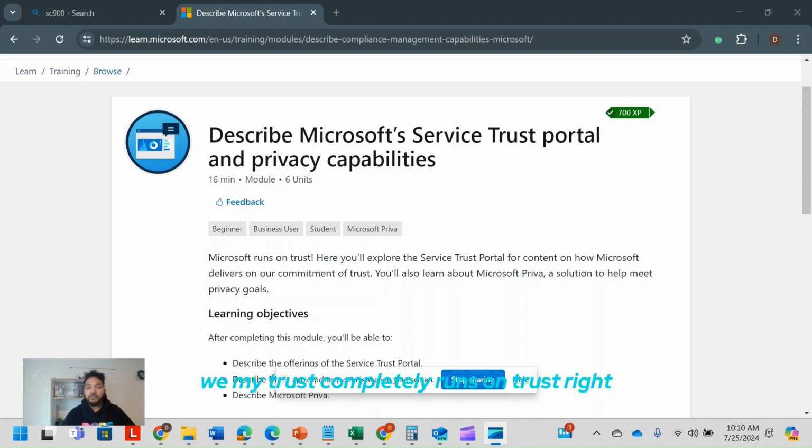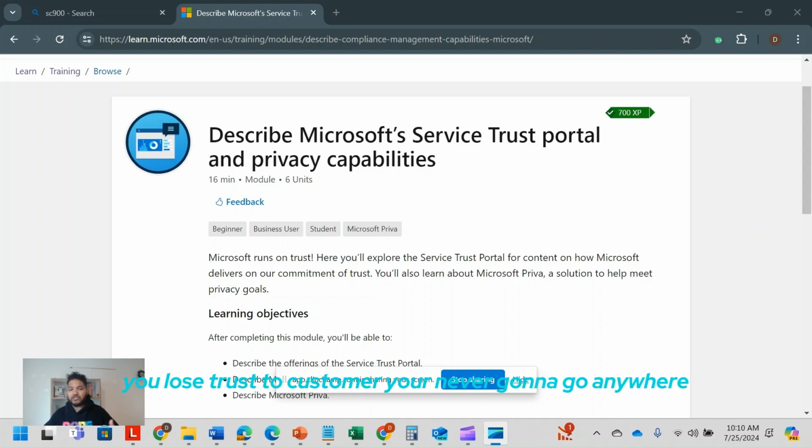Microsoft completely runs on trust, right? There's nothing in this world worse than losing trust, especially in security. If you lose trust of a customer, you're never going to go anywhere. You might as well close up your business shops, right?